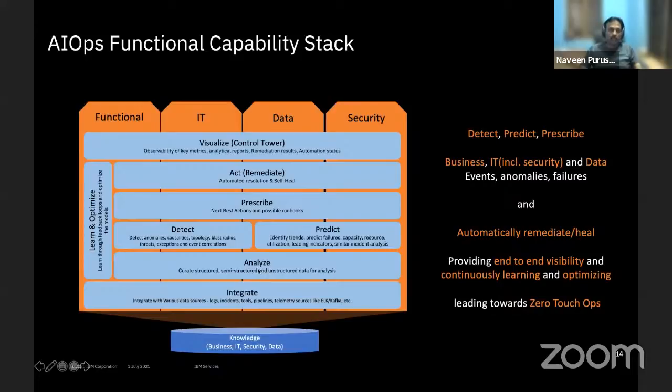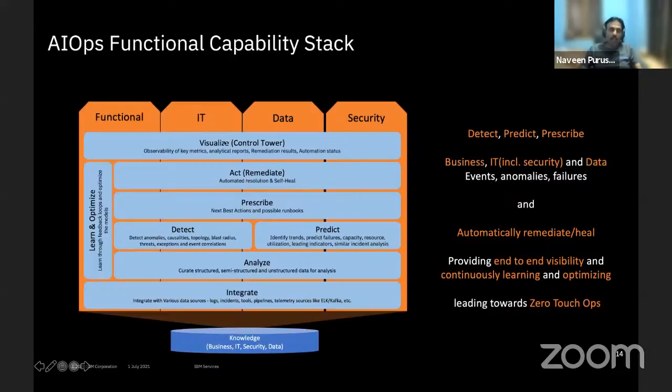It could be curated, structured data, it could be semi-structured, it could be totally unstructured. So we have to deal with different types of data, right? For example, if you are looking at something like metrics, it's structured data. But if you're looking at something like logs, it's unstructured data. So we need to deal with different types of data. And once we have the data, we need to detect patterns out of it and then provide predictions and prescriptions and also act on it automatically.